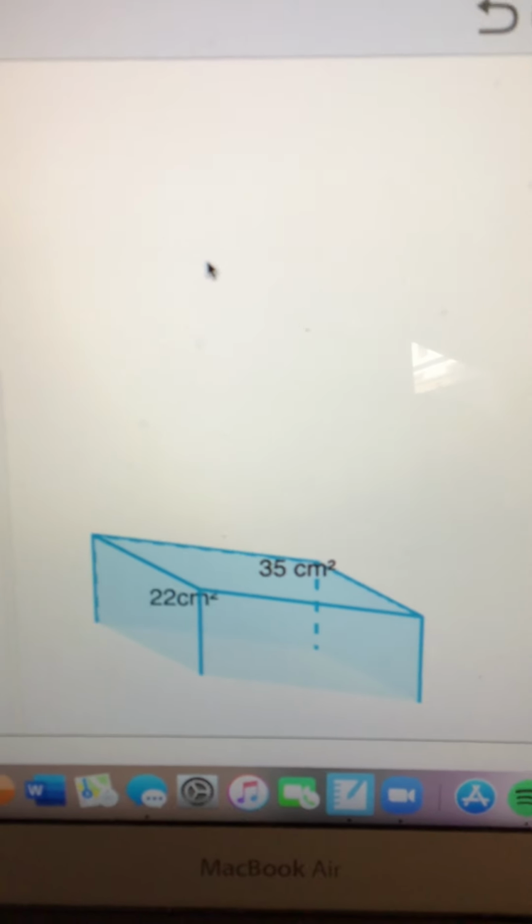Height, again, they don't have that label very well. Let's say it's 3. Height is 3, so 35 times 3 is 105.